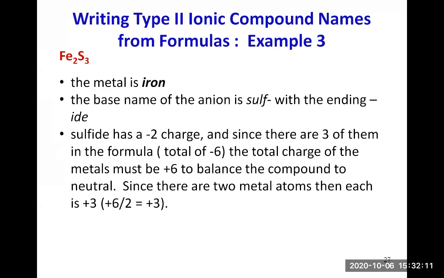So that means you have 6 negative charges in total, because 3 times 2 negative charges each, that's 6 negative charges in total. And so the 2 irons here will need to carry 6 positive charges. Because there are 2 irons, you divide the 6 by 2, and that's going to be 3 positive charges for each iron. So in Fe2S3, you actually have the Fe3+ ion and the S2- ion. So the name will need to show the charge of the iron here, and so it's going to be iron(III) sulfide.